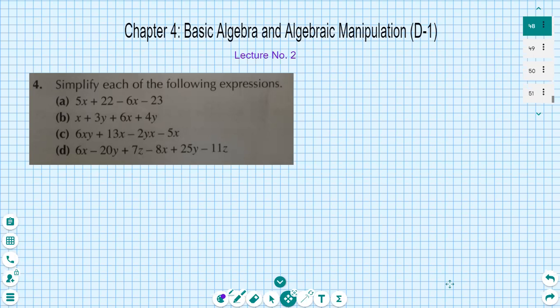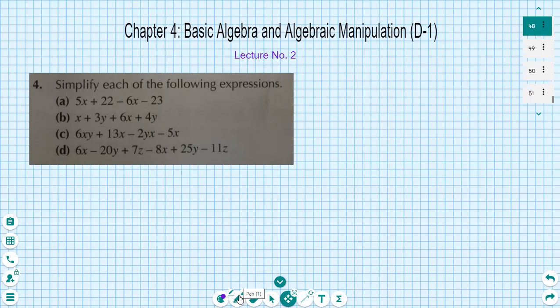The statement is: simplify each of the following expressions. So we have been given algebraic expressions, and we have to simplify them. The first rule is that simplification of an algebraic expression is just finding the like terms and then adding or subtracting, or if you have other operations like multiplication and division, you'll apply these four operations in order to solve the algebraic expression.